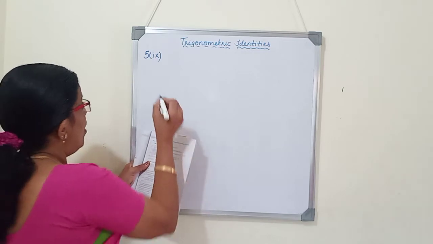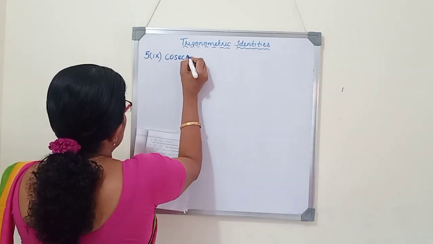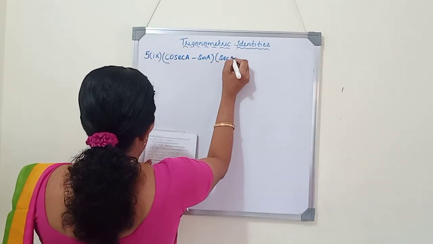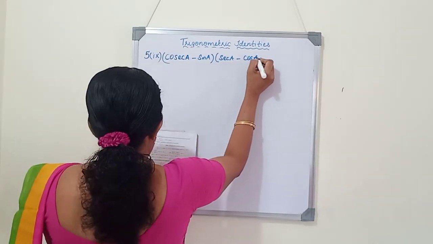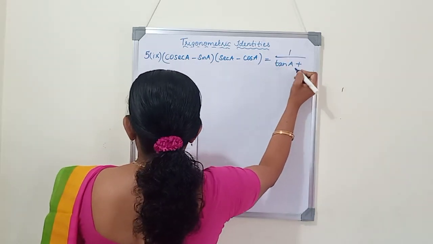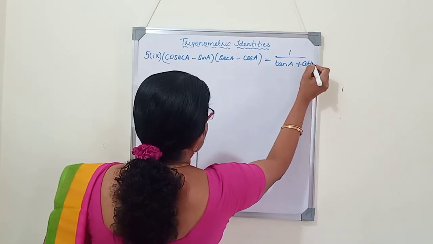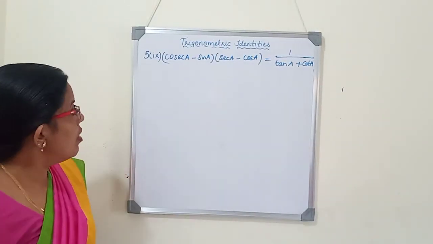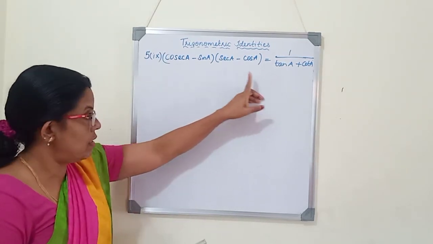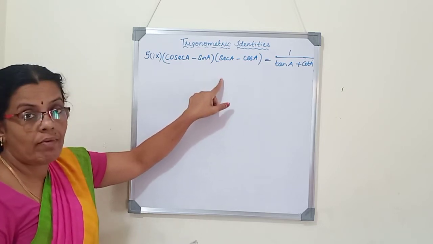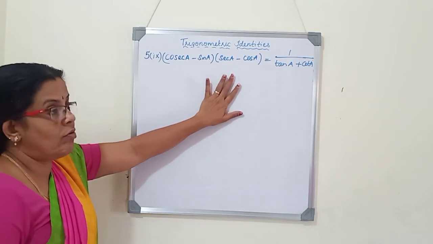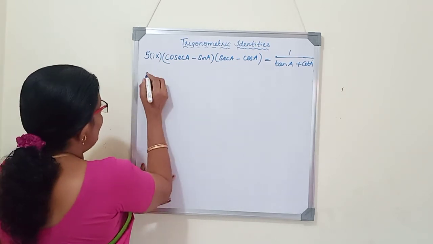Ninth question. Cosec A minus sin A into sec A minus cos A is equal to 1 by tan A plus cot A. So in this case here also, if we simplify LHS we won't get RHS, or if we start from RHS we will not get LHS. So separately we will simplify and we will get an answer. But in exams they will not give you this hint. You have to try by yourself. So we will start from LHS.